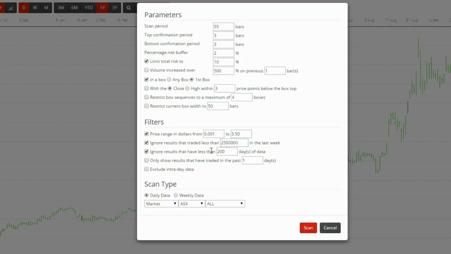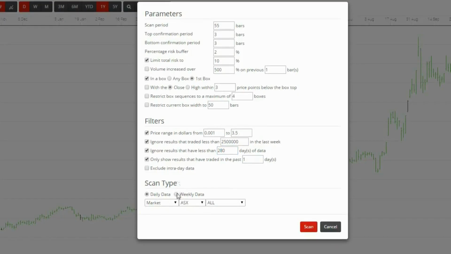And this one is our favorite weekly scan. Pretty much the same, except for these two changes. The scan period is 13, and we ignore results that have traded less than $5 million in the last week.